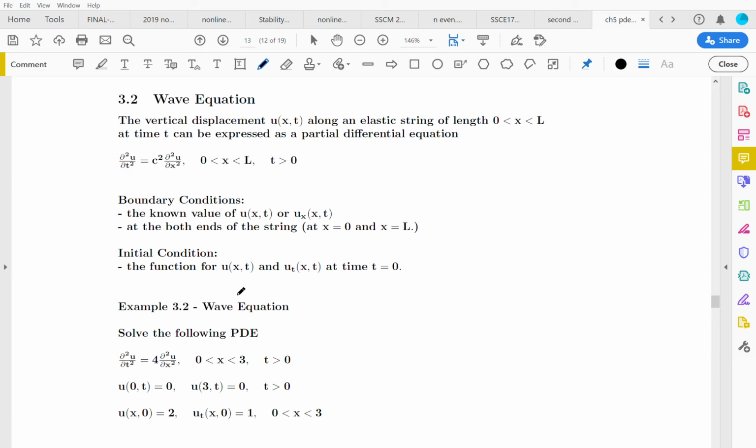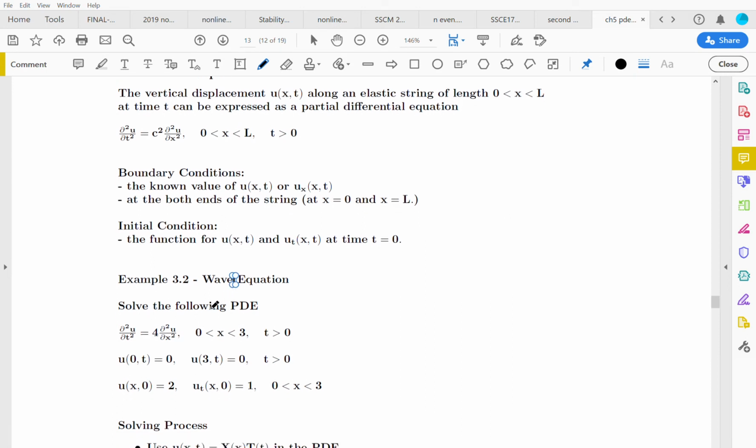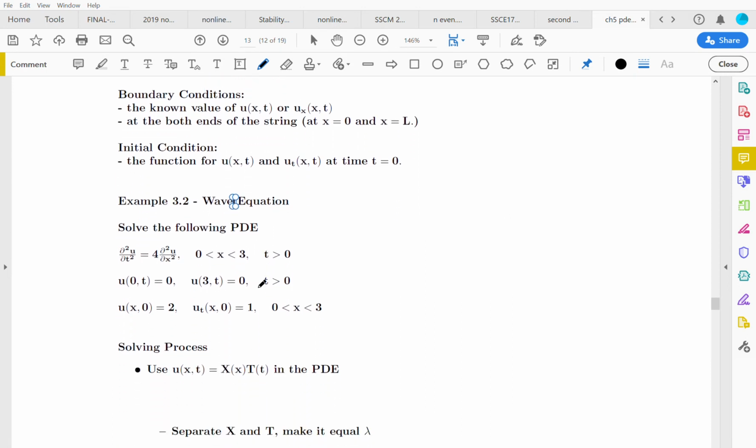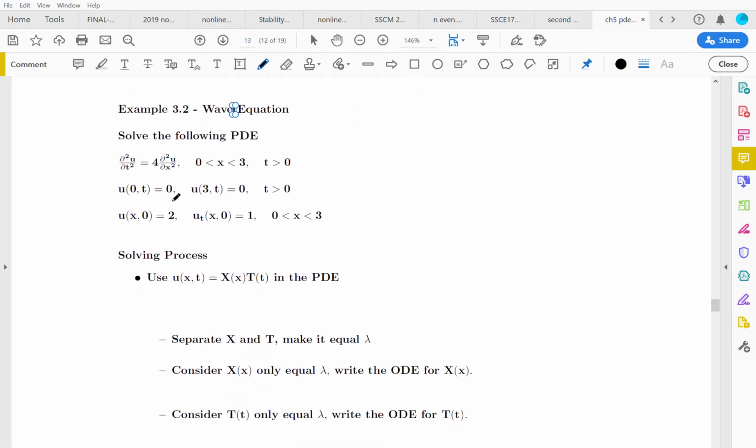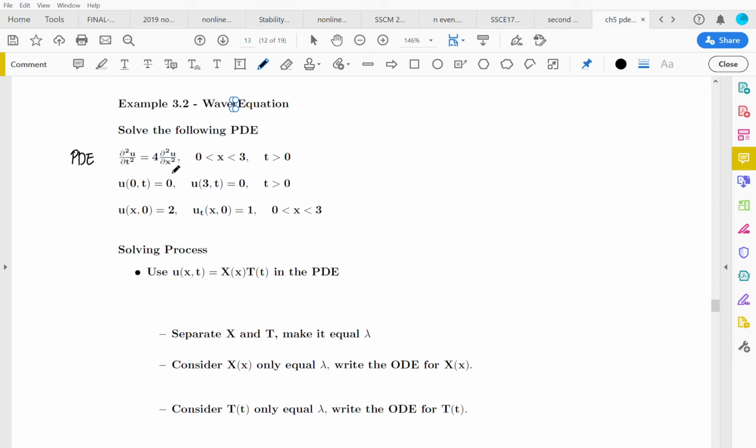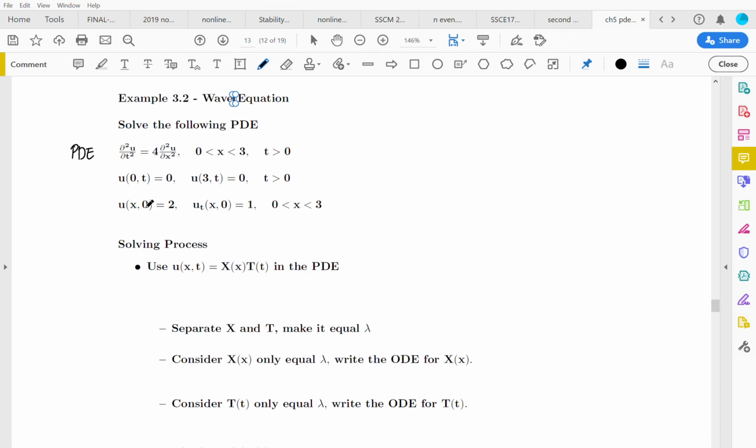Okay. So example 3.2 for the wave equation: solve the following PDE. The process is actually still the same. Okay, see here, this is the PDE. The PDE has the second derivative on both the left and right hand sides. Then this is the boundary condition. This is the initial condition. See, we have two initial conditions.